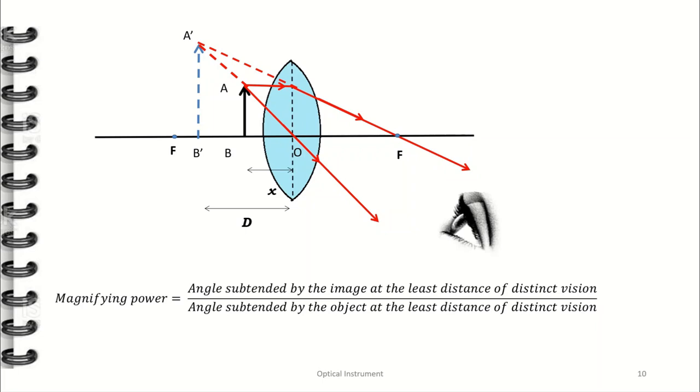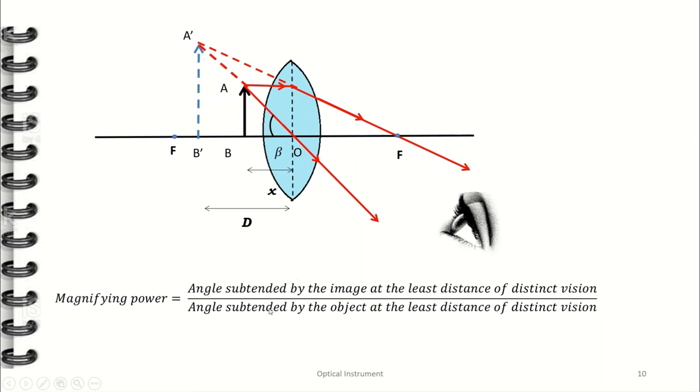The magnifying power of a simple microscope is given by this formula, that is angle subtended by the image at the least distance of distinct vision divided by angle subtended by the object at the least distance of distinct vision. Now, since the image is formed at least distance of distinct vision, the angle subtended by the image on an eyepiece or on an eye of an observer, which we consider almost the same, say we call this angle as beta, which is the numerator of this formula.